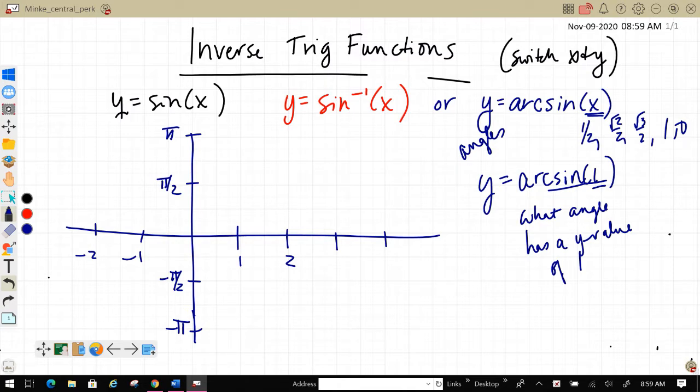Okay, so what I would do to graph that point is now this 1 is my input, right? It's my x. So I go over 1 and up to pi over 2. So now we're creating a graph the other way.